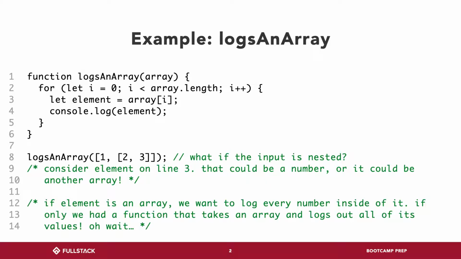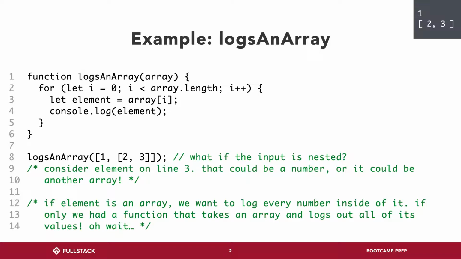So, what is this? We have a function logs an array, right? It takes in an array, loops through it, and logs each thing. Cool? So if you call logs with an array of 1 and then an array of 2 and 3, you would get this: 1 and then an array, correct? Because this is a multi-dimensional array. It's a 2D array. There's another dimension to it.